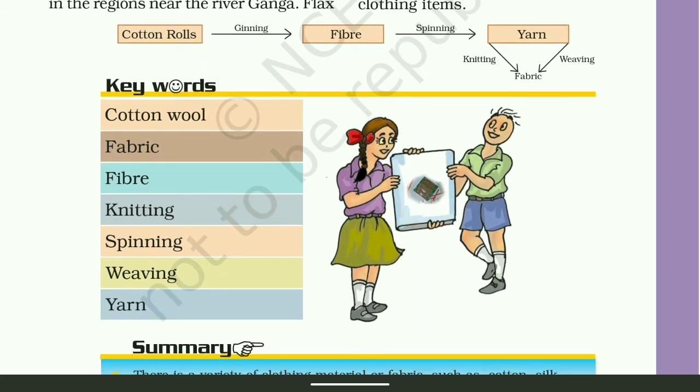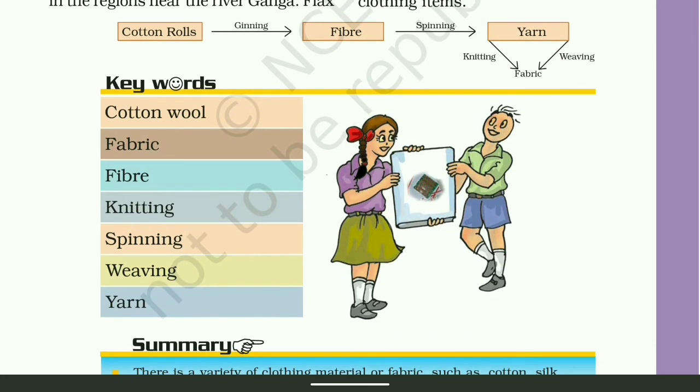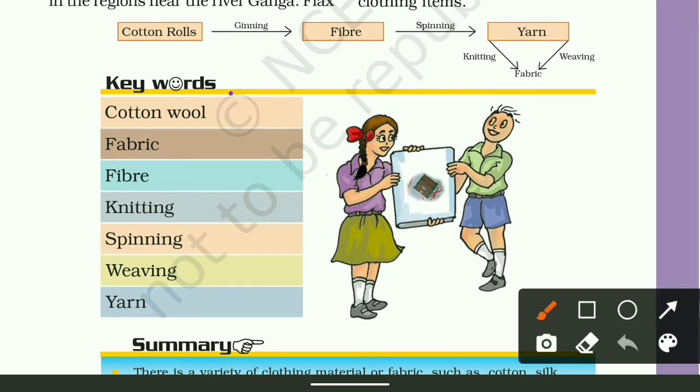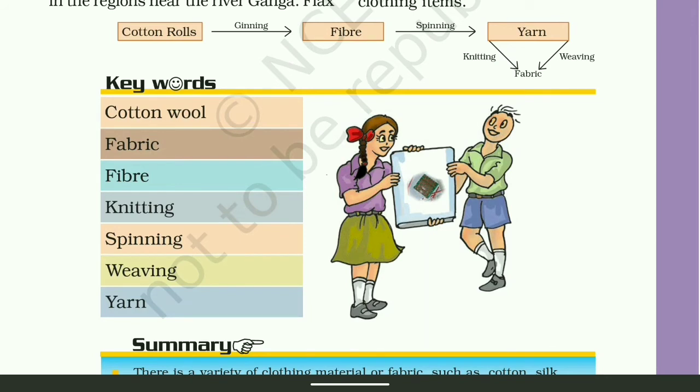Okay, so these are the keywords: cotton wool, fabric, fiber, knitting, spinning, weaving, yarn. Okay, so this is your chapter, which has completed now.